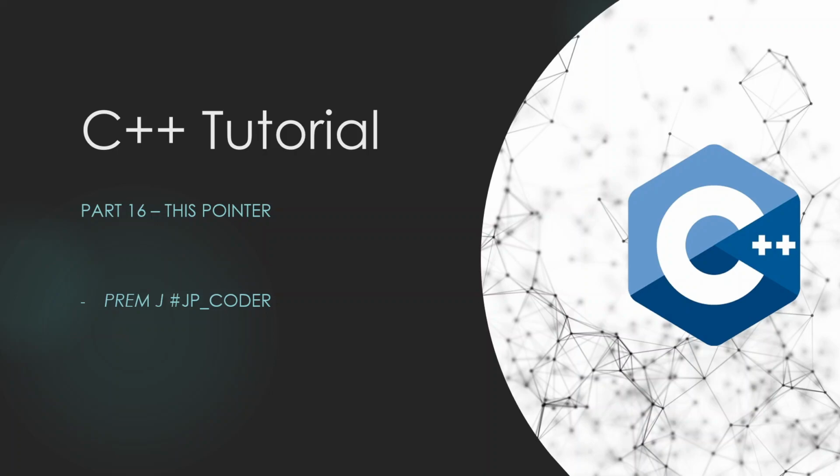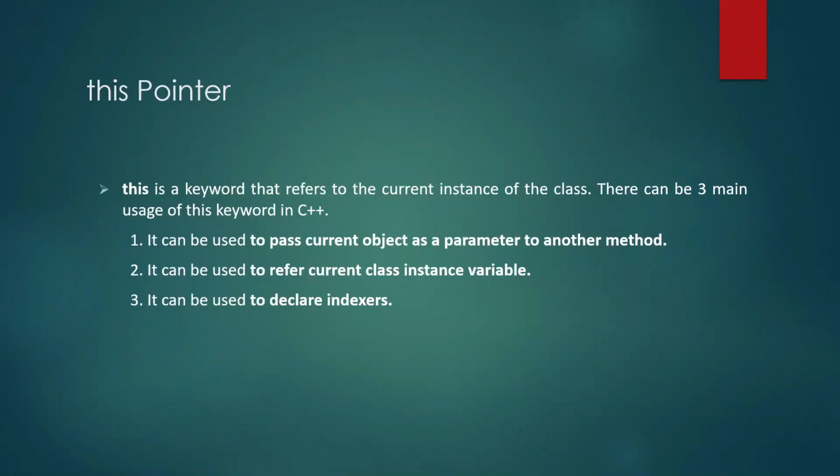Today we are going to learn about the this pointer. In C++ programming, this is a keyword that refers to the current instance of the class.